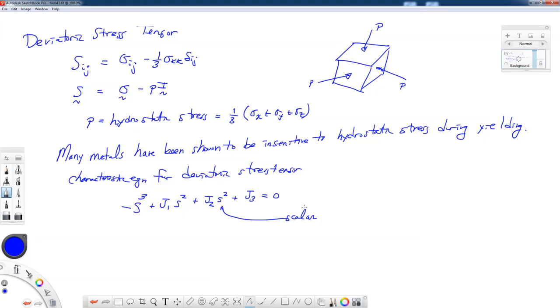Now our stress tensor is guaranteed to be real, symmetric, and positive definite. So we will have three values for the principal stresses. They may not be unique, but we'll have three values that are real values. The deviatoric stress tensor is the same way. We're going to end up with three values for the eigenvalues of the deviatoric stress tensors. That's what the S is.